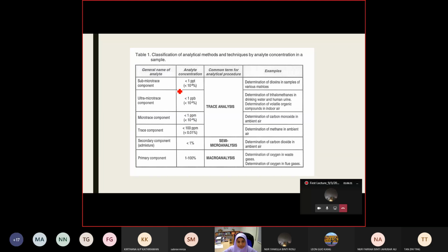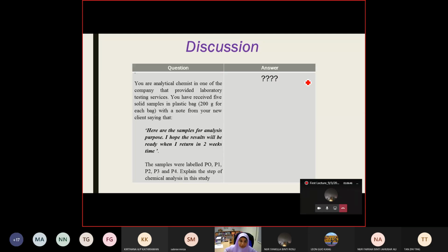So here there is some classification about the trace analysis, semi-macro analysis, and macro analysis. You can have a look in my lecture notes, the examples to categorize as trace, semi, and macro. All right, so I will end this class with this discussion.